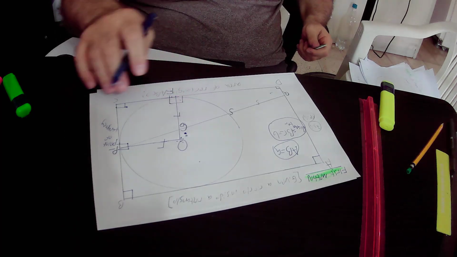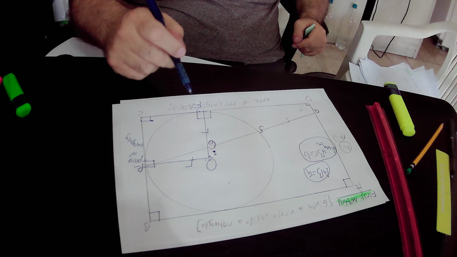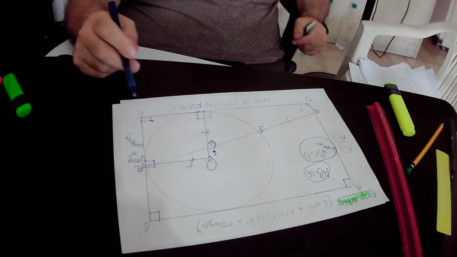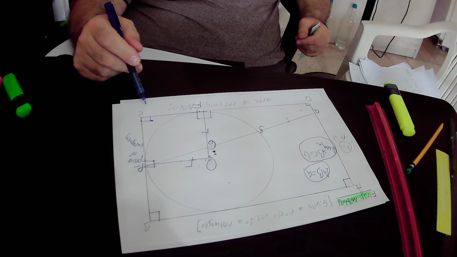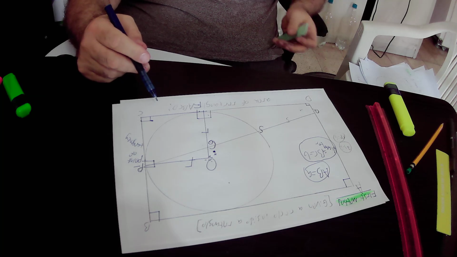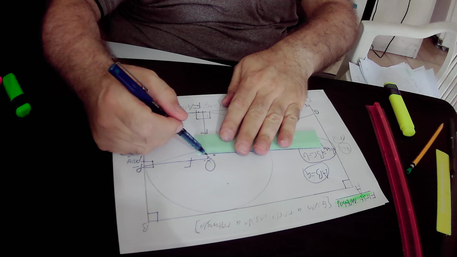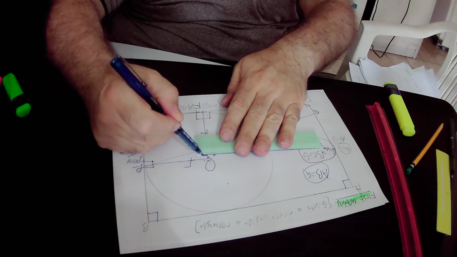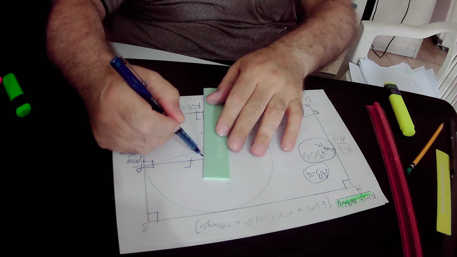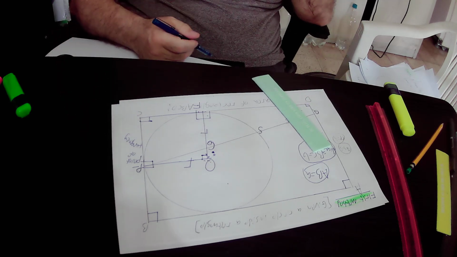So actually, we created here quadrilateral OPCF. Inside quadrilateral OPCF, we have 1, 2, 3 right angles. And because we have 3 right angles, the fourth angle must also be equal to 90 degrees in order to complete the sum of the angles inside the quadrilateral to 360 degrees. This angle must be equal to 90 degrees. Okay.